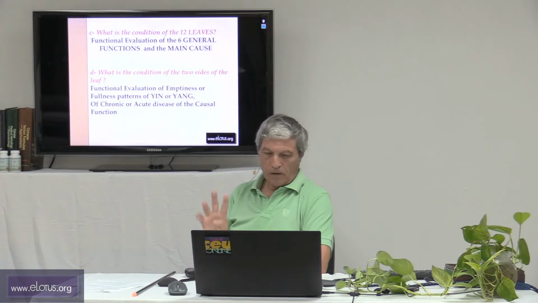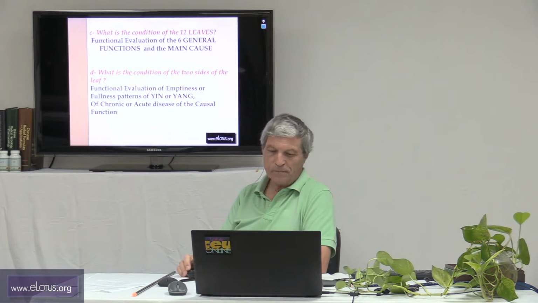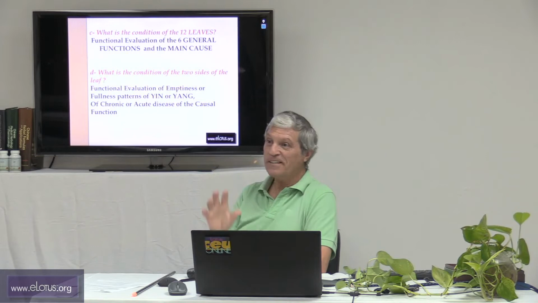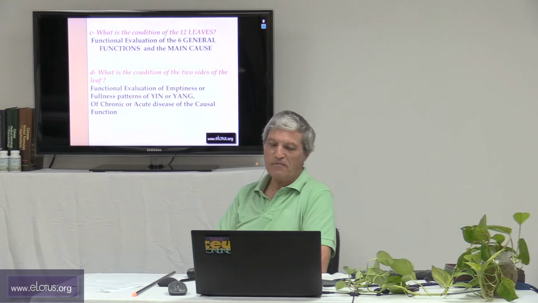Okay. Three. What is the condition of the leaves? Functional evaluation of the six general functions and the main cause. It's a secret of Chinese medicine, how to find the main cause. After that, I explain you how to find the main cause. It's very easy. When you have the main cause, you can treat everything. Not the symptoms. The main cause of the problem, of the disease.